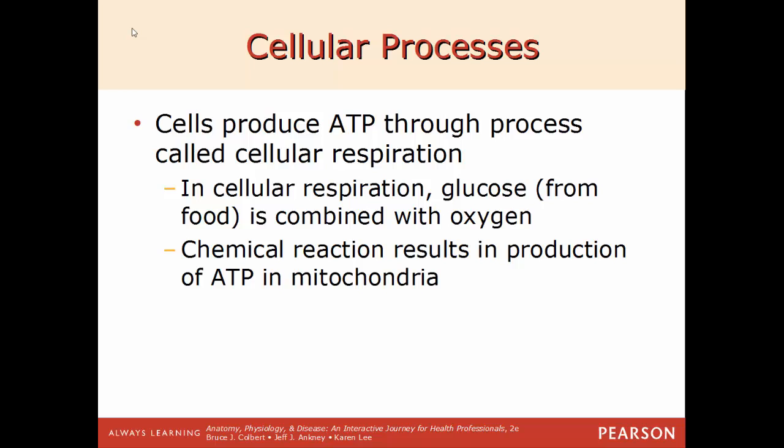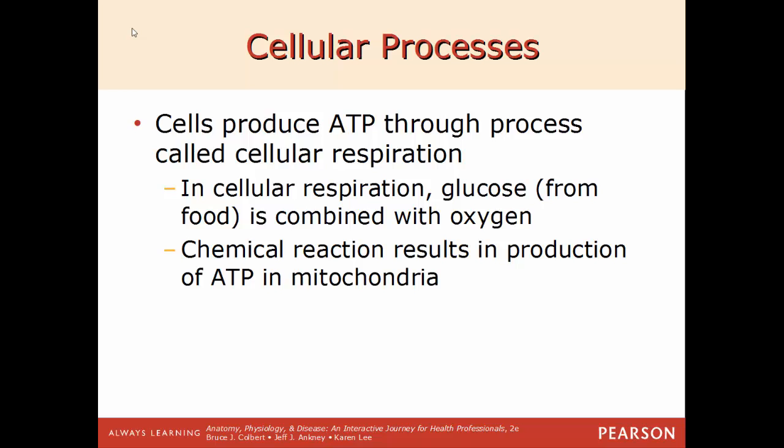Now, cells will produce ATP by a very involved process called cellular respiration. Now, in this process, you have glucose from the food that you're eating. Sugar is glucose, combined with oxygen. Now, this chemical reaction results in production of ATP within the mitochondria.